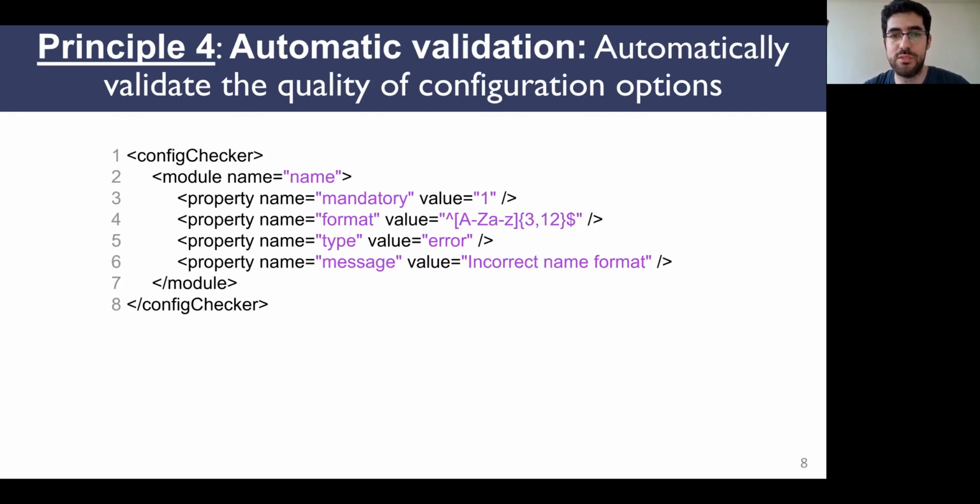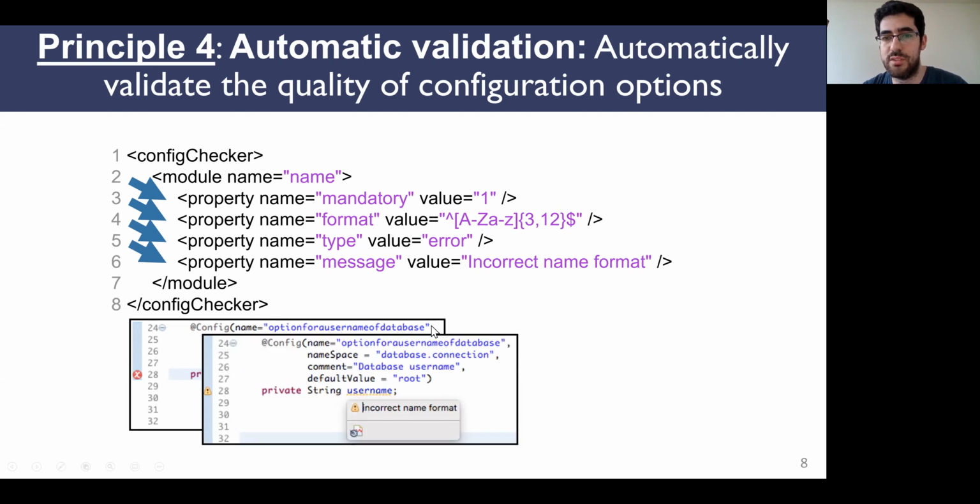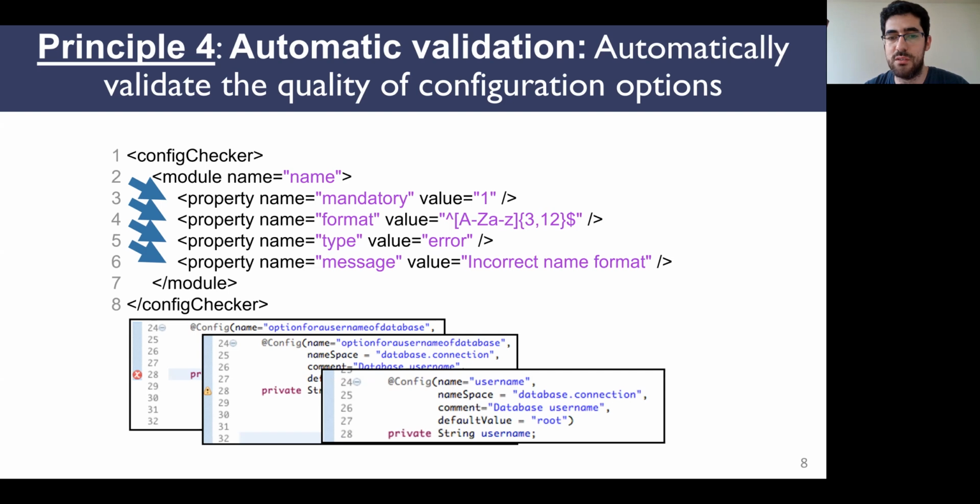The last principle consists of validating the quality of an option, such as validating naming convention. Here we say that the name of option is mandatory to respect certain format, and if it doesn't, we show an error during the compilation. This is the error message. For example, here we have a very long name for option, therefore we show an error. We can show just a warning, and when this error is fixed, there is no error or warning.